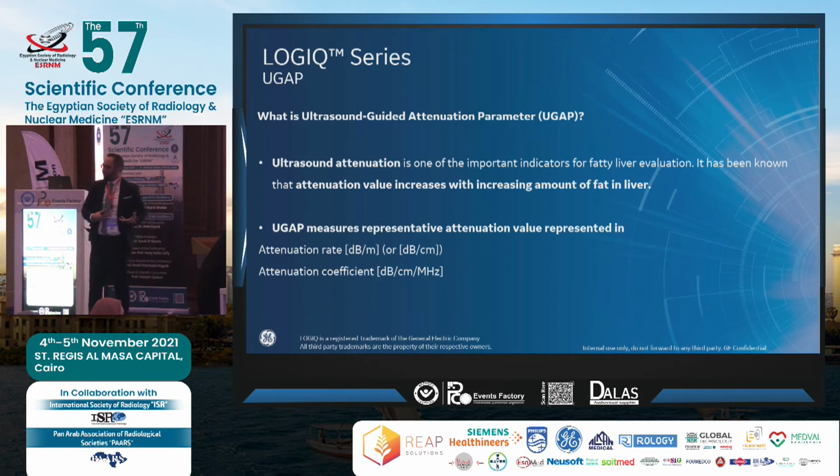The higher the fatty liver, the higher the attenuation, and this will be in values. How can it be measured? Due to two methods. One is attenuation rate, which measures the attenuation over a distance, and the other one is attenuation coefficient, which measures the attenuation over distance at a fixed frequency. So both are available. It's a preference which one we use during the scans.